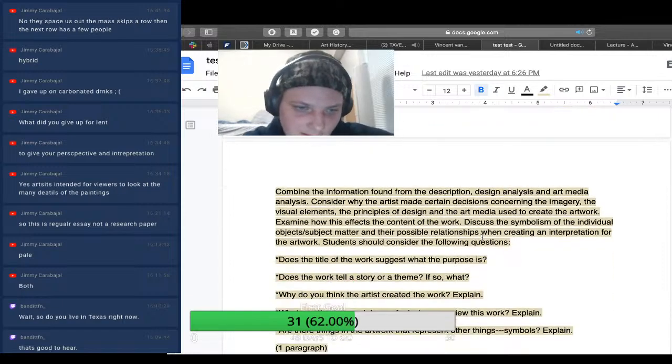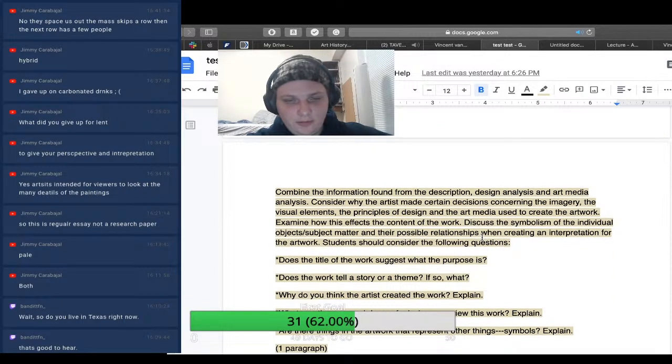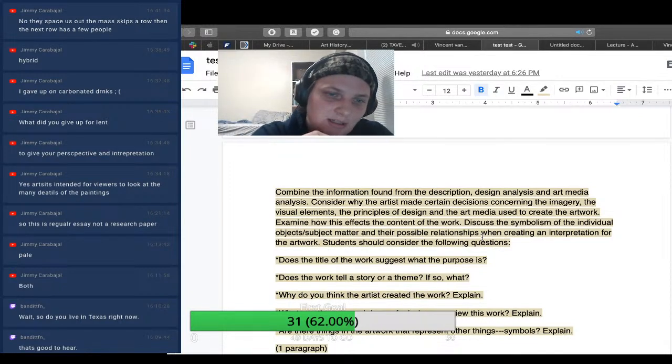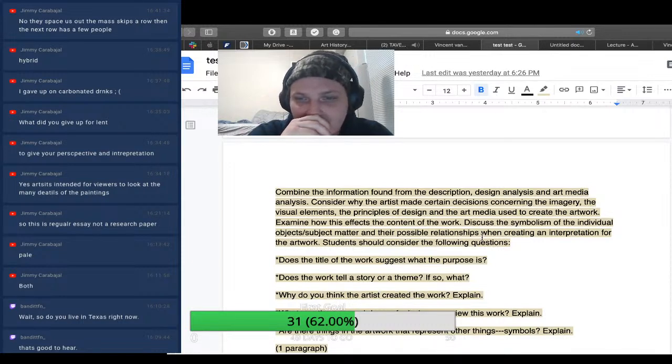Alright, we're going down to interpretation now. Combine the information found from the description, design analysis, and art media analysis. Consider why the artist made a certain decision considering the imagery, the visual elements, the principles of design, and the art media used to create the artwork. Examine how this affects the content of the work. Discuss the symbolism of the individual objects, subject matter, and their possible relationships when creating an interpretation for the artwork.